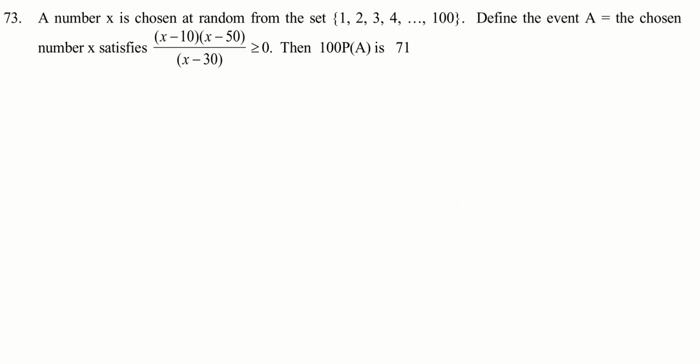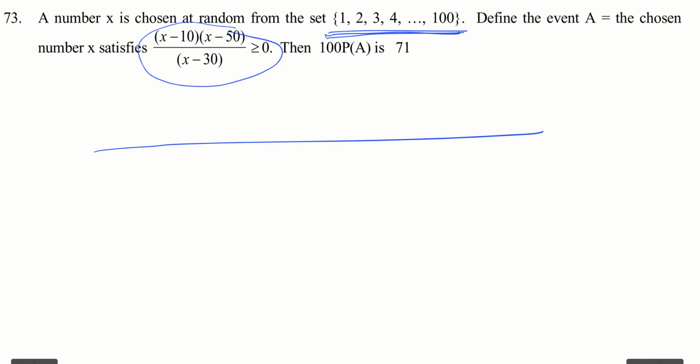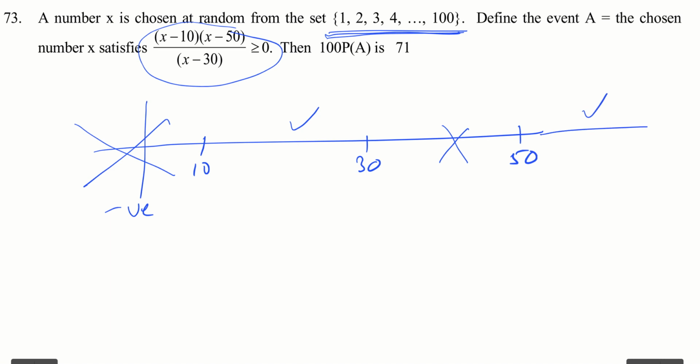In this problem, let us first see how many elements of the set satisfy this inequality. How many elements of this set satisfy this inequality? You see, for that you know our wavy curve method and all that, it is 10 and 30 and 50. So if x lies here, then obviously it will be negative in this region. So this region I don't want. This is okay, not okay, this is okay.